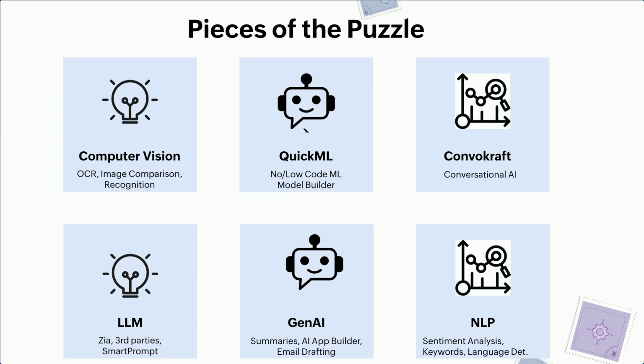So everything you just saw uses these 6 elements: computer vision, quick ML, combo craft for the agent, LLM to generate different text for people, Gen AI for our summaries, NLP to understand sentiment analysis. All these functions, I want to do a shameless plug, exist in Catalyst. We have it in our underlying infrastructure, but if you'd like to pull these tools out, you can.